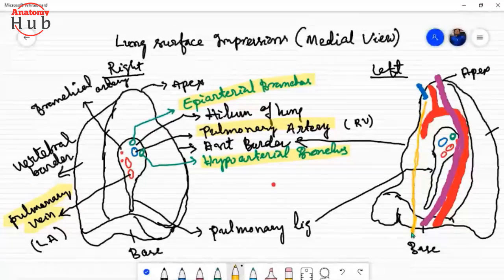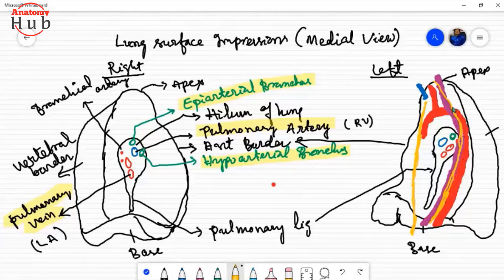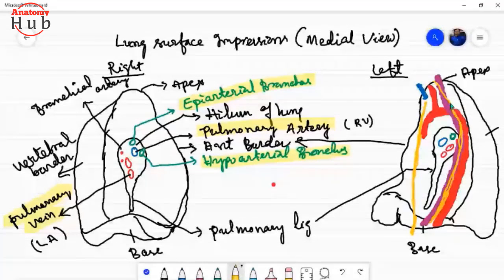So at the medial surface of the left lung anteriorly you'll find there is an impression that actually lodges the phrenic nerve. Like that, posteriorly you'll find another nerve that is just going posterior to the hilum, right? So this is the presence of your vagus nerve. This is your vagus nerve, and this is your phrenic nerve.